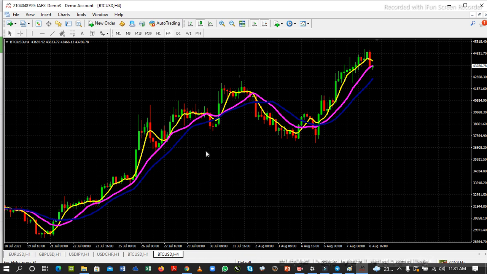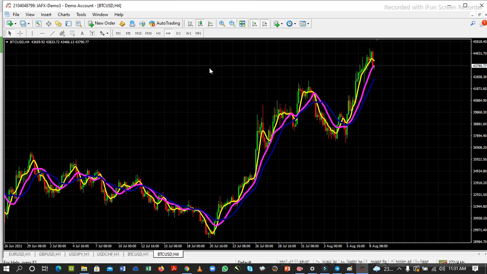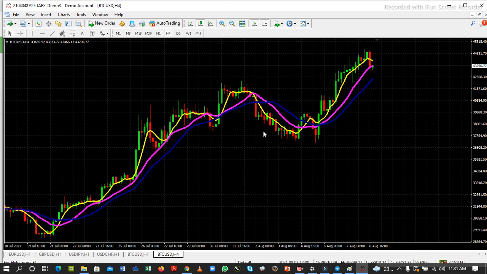This is the 4-hour chart. Okay. Now, can I squeeze it? Okay. Now these are the 3 moving average settings that I use. Okay. Let's assume you were here.